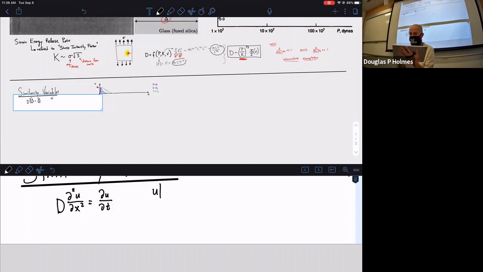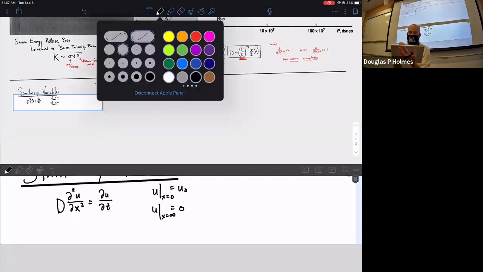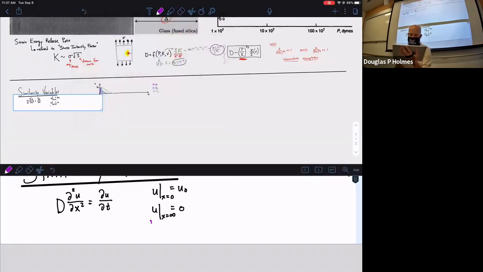U at x equals 0 is U naught. Our initial concentration at the origin is whatever we said it was, U naught. U at x equals infinity is 0. So this thing never gets infinitely far away. So these here are your two boundary conditions. I'll call these BC.